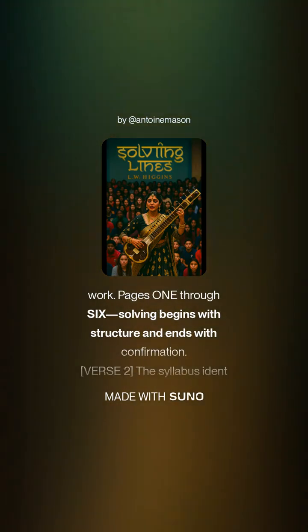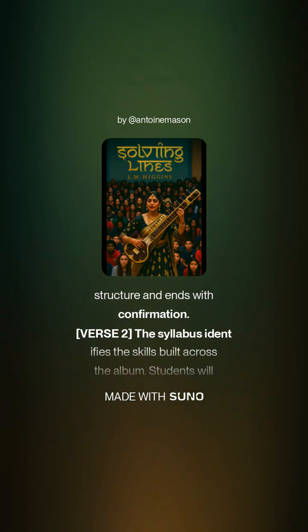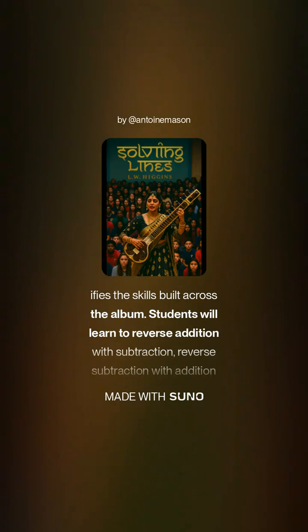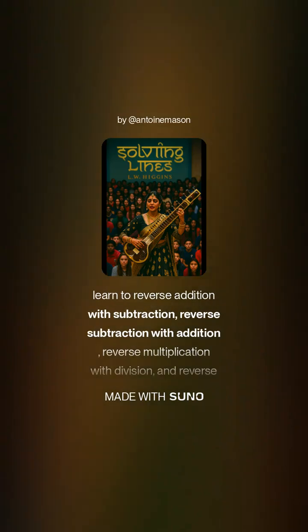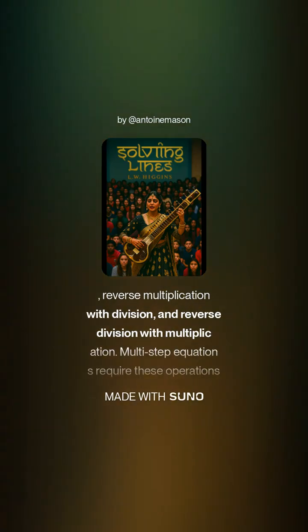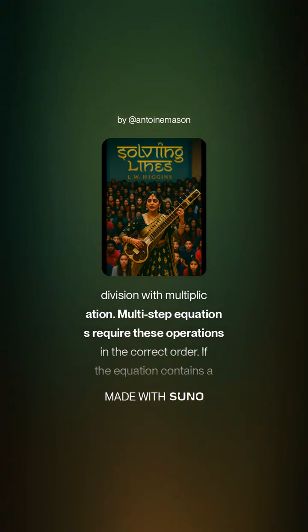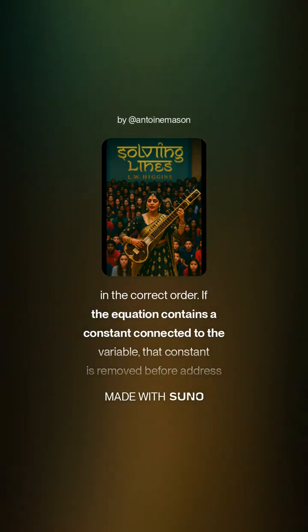Pages 1 through 6. Solving begins with structure and ends with confirmation. The syllabus identifies the skills built across the album. Students will learn to reverse addition with subtraction, reverse subtraction with addition, reverse multiplication with division, and reverse division with multiplication. Multi-step equations require these operations in the correct order.